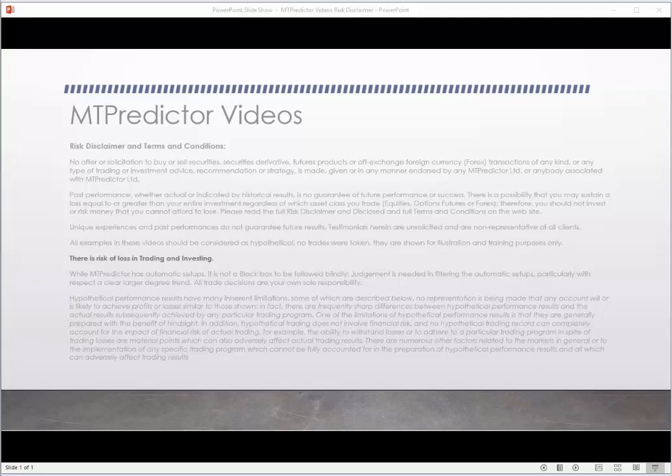But first, as usual, I'd like to look at our risk disclaimer and remind you that all examples in these videos should be considered as hypothetical. No trades are actually taken, they're just shown for illustration and training purposes only. Remind you there's a risk of loss in trading and investing. Put another way, all professional traders know and understand that losses can and will and do unfold. It's always important to understand that you have to accept losing trades.